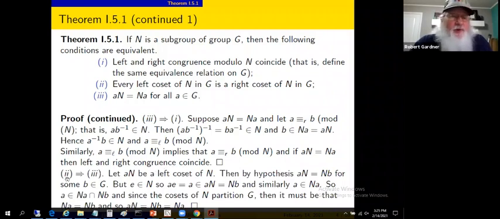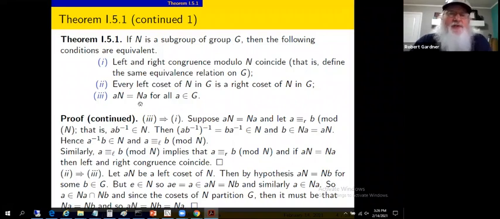Okay, part 2 implies part 3. Every left coset of N in G is a right coset of N in G implies aN equals Na, as given here for all a in G. Okay, let's just chat about this a little bit. Saying every left coset is some right coset is not saying this.